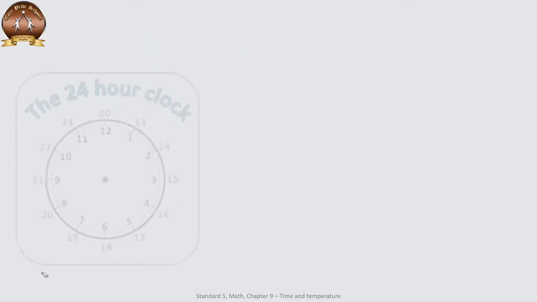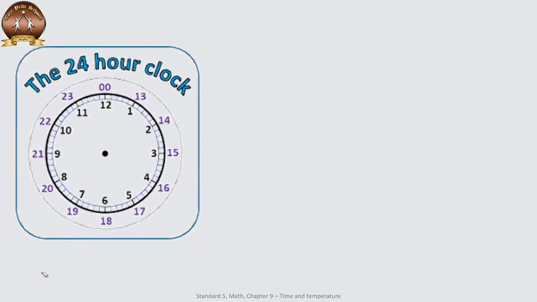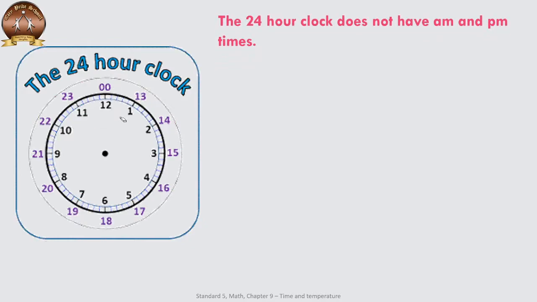Moving on to the next slide, the 24-hour clock. We never find a 24-hour clock in this circular shape; the 24-hour clock is a digital clock. But just to make it a little easier for you, I have taken this figure where 13 is represented by 1, 14 is represented by 2, 15 by 3, 16 by 4 and so on.